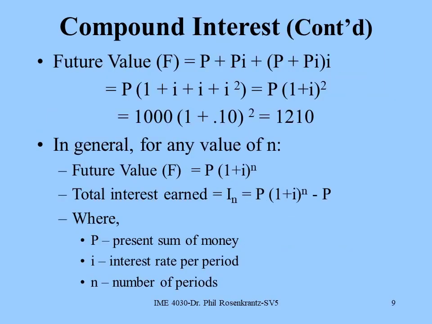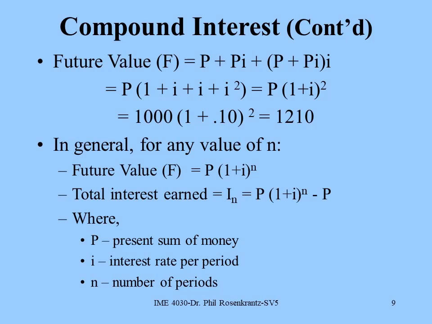Let's go to slide number 9. If we look at what we just did mathematically, we could see that the future value of those 2 years with compounding was equal to the principal plus the first year's interest plus the second year's interest. If we multiply out the formulas there, and if we factor out the principal P and then complete the square, we end up with a formula that says the future value is equal to $1,000 times 1 plus 0.10 raised to the second power, or squared. And that gives us the $1,210 that we had.